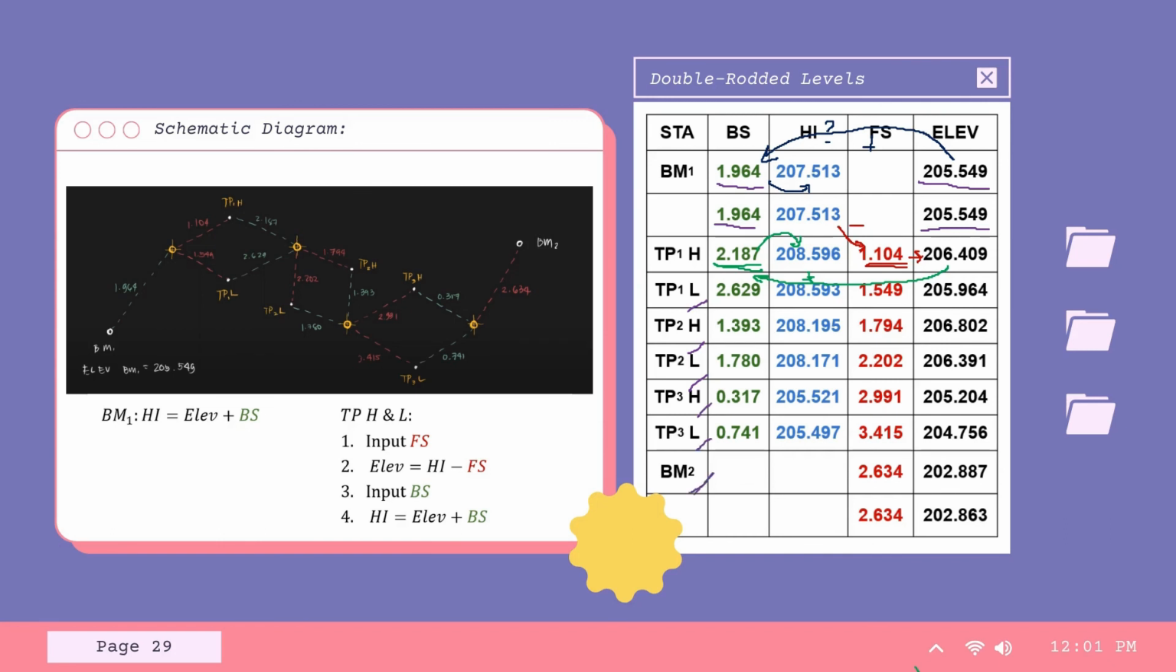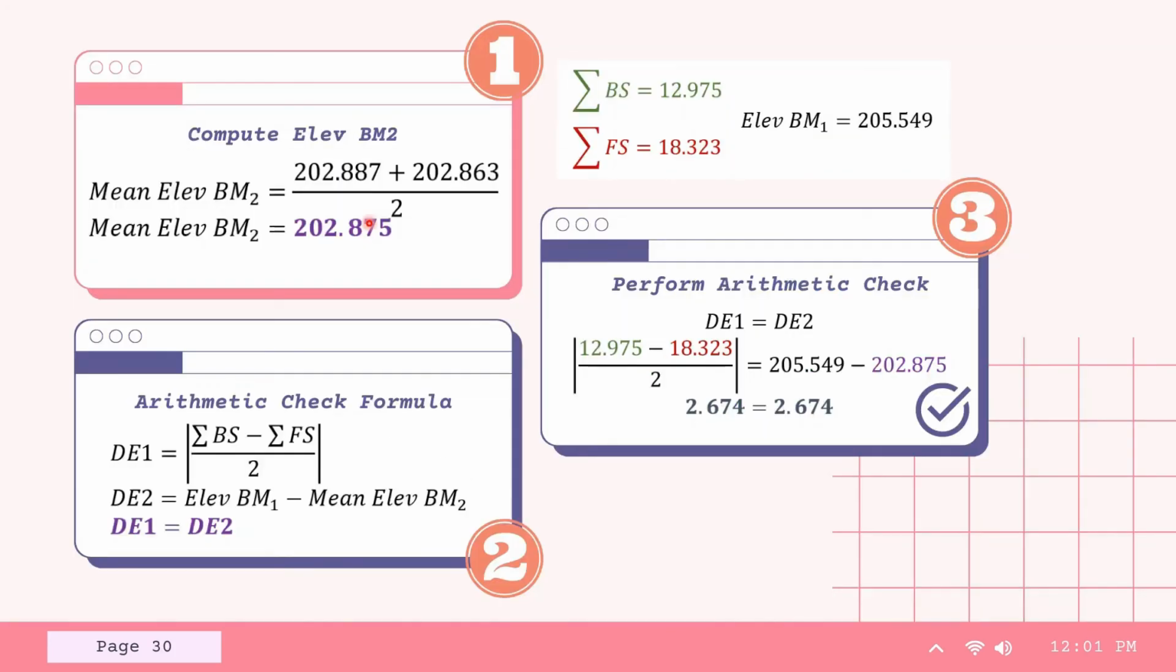Once again, there are two duplicated values for the foresights of BM2 because it is for consistency. But there are two different values for the BM2 elevation because of our calculations. Since we are given two different values for the elevation of BM2, we have to compute the average. And computing the average of these values would be 202.875.